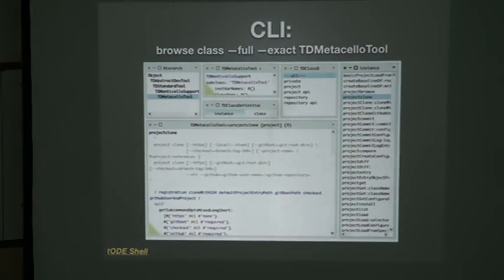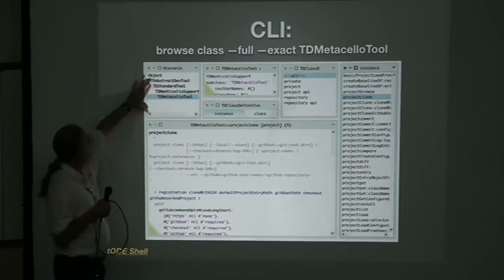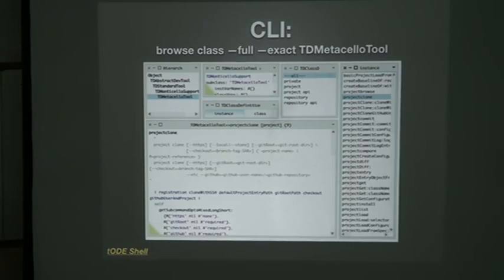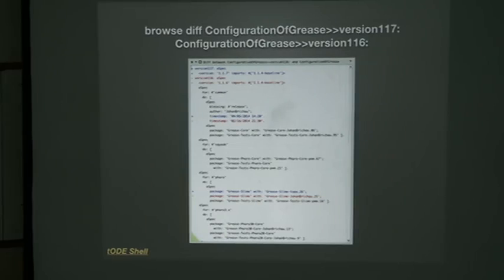This is an example of a command that maps to a menu item and maybe a better view of the class browser. But the command is browse class --full, which says give me a full view of the class, which is a full class browser. Without --full, you would just get this pane here. --exact is don't use a regular expression, and open it on the tODE Metacello tool class. And that opens that window. There's also menu picks that do the same thing.